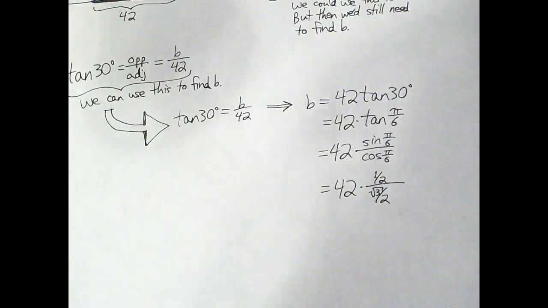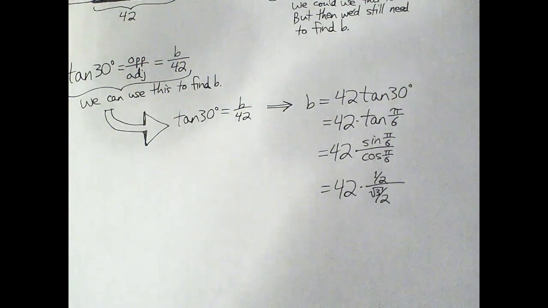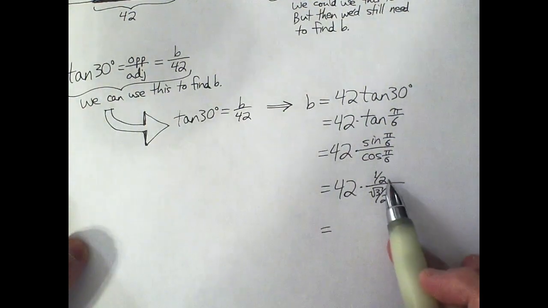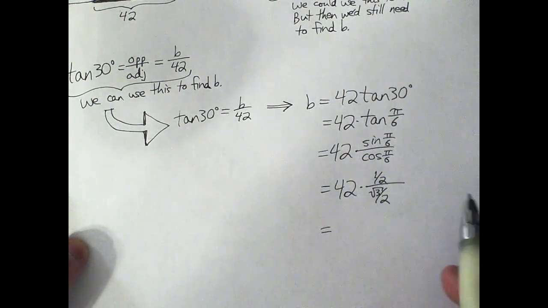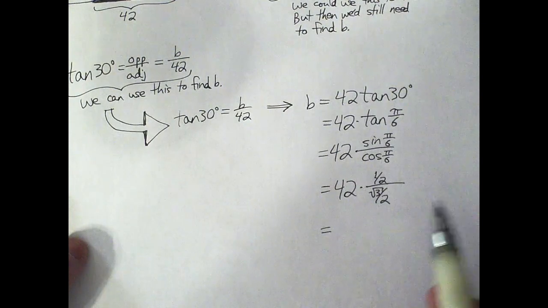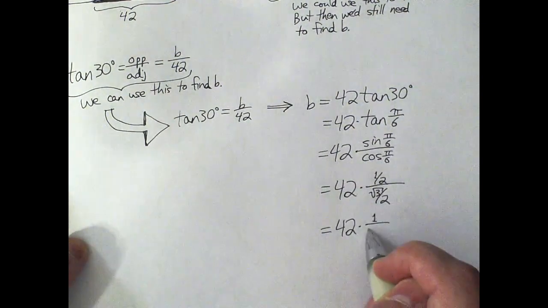Technically, we found B, but we'd like to definitely try to fix up this answer. It looks pretty messy. We have something over 2 and then something over 2. We could cancel those 2's. Either cancel the 2's because they're both on denominators, or you could just say multiply this whole thing by 2 over 2. Either way, you're going to get this.